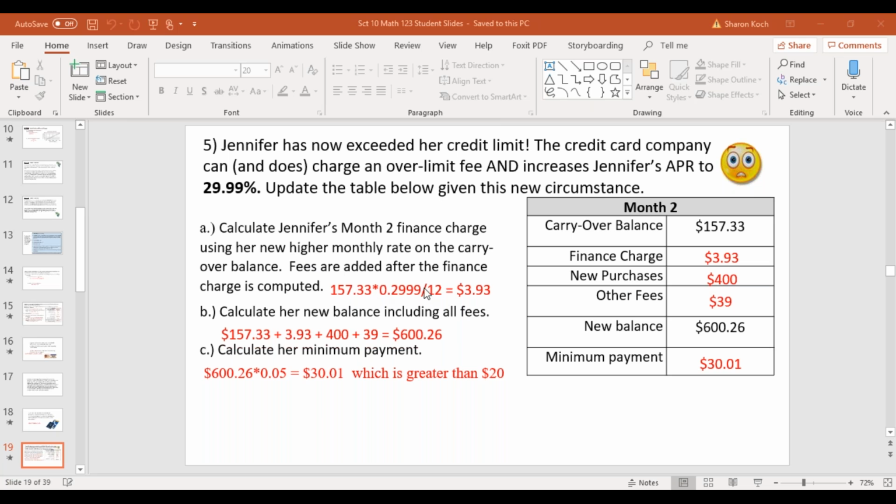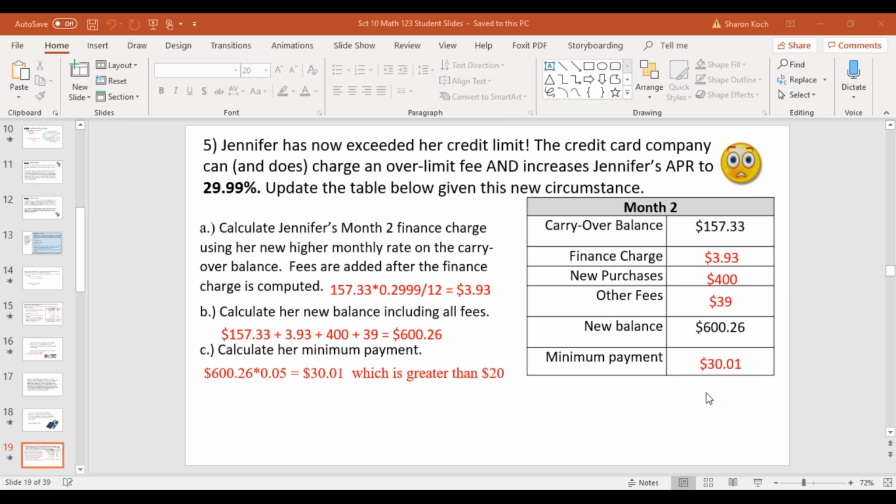So she blew her credit right away. All right, so now she has to pay this new higher value, and so her finance charge increases. In addition, she winds up paying that $39 fee because she went over her credit limit. So her new balance now, based on all these additional purchases and fees, is now over $600. In this case, she's going to have to pay 5%. So 5% of that $600 balance is going to be $30.01.